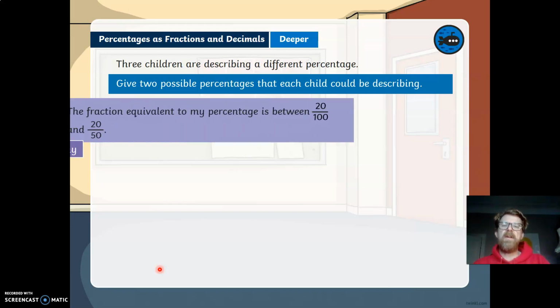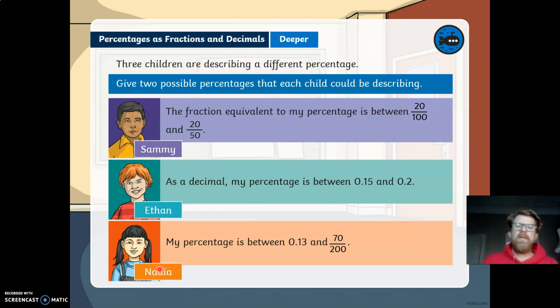Right, I'm going to leave you with this question. So, I want to see if you can work out the fractional equivalent to my percentage is between 20 over 100 and 20 over 50. So can we think of two possible percentages that will go between there? Find a percent that is between 0.15 and 0.2 and a percentage that is between 0.13 and 70 over 200. That last one for Nadia is very tricky. Okay, well, good luck with that, and I will speak to you soon.